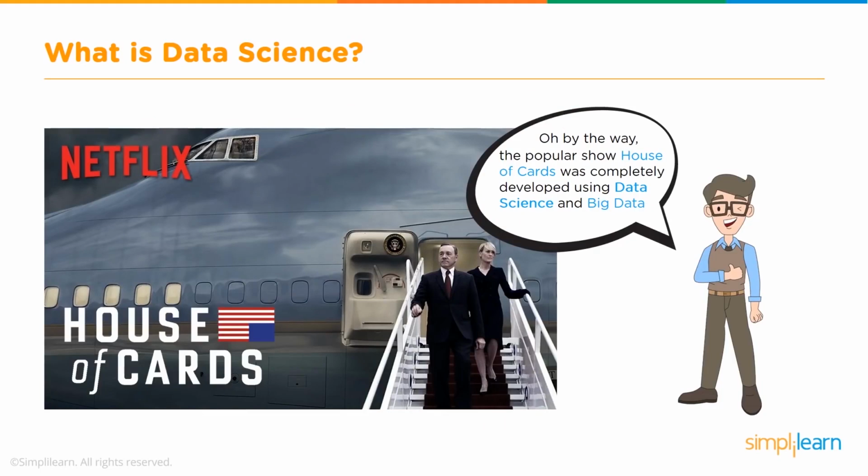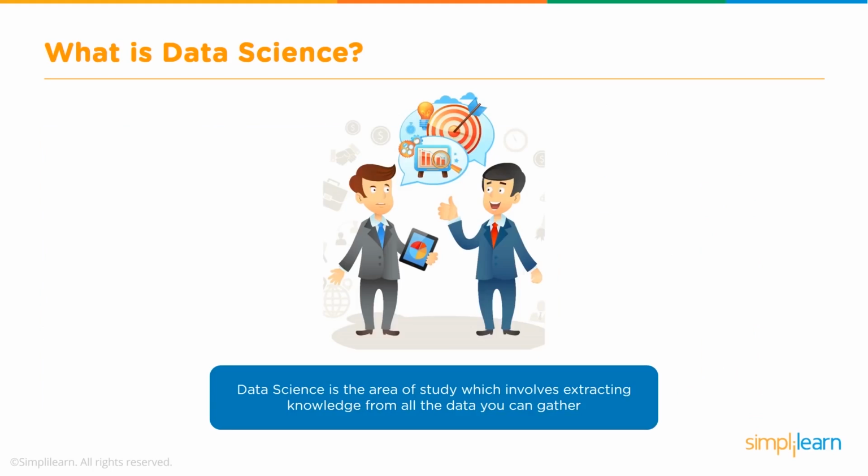Did you also know that the popular show House of Cards was created completely using data science and big data? This was using the advanced metrics that I mentioned earlier. Netflix collected user data from another show called The West Wing. From this, they took into consideration where people rewound a particular scene, when they fast forwarded, and when they stopped watching the show. With this, they were able to create what they believed was a perfectly engrossing show. Data science is the area of study which involves extracting knowledge from all the data that you can gather.